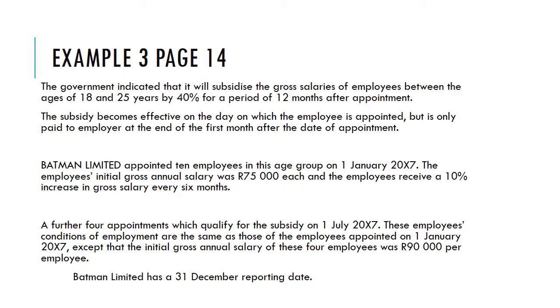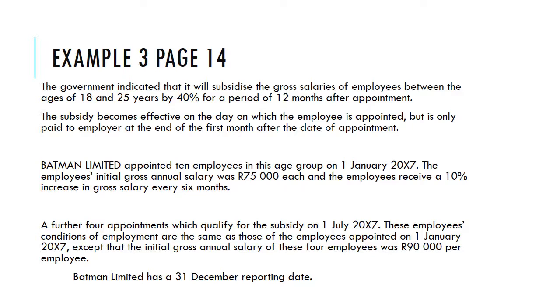Then further, Batman Limited appointed 10 employees in this age group on 1 January 2007. The employees' initial gross salary was 75,000 and the employees receive a 10% increase in gross salaries every 6 months. Okay, so their annual salary is 75,000 Rand each. So we first have to work out their salary for the first 6 months and then add an increase to that for the next 6 months.